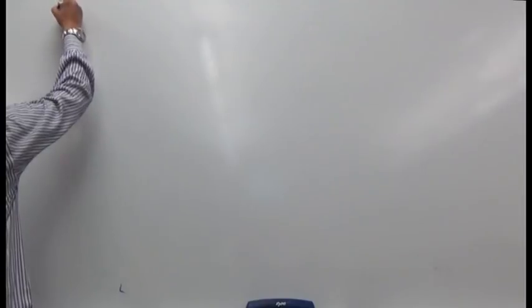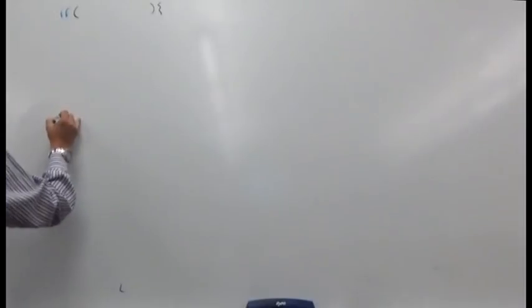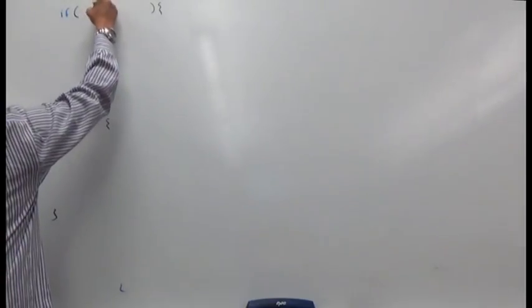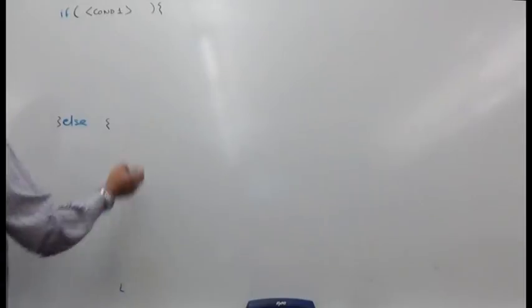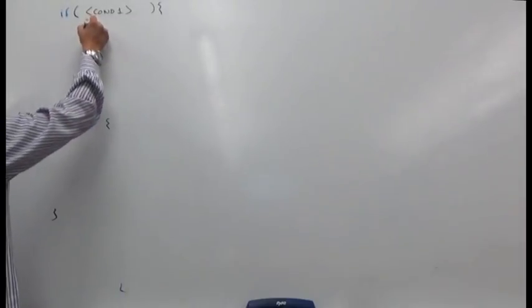Alright, so you could test multiple things. So I have an if statement with one condition. This is my else. And I'm just going to call this condition 1 for now. So you're testing something, and based on that, if this condition is true, you're going to test something else. You can have another if statement here.